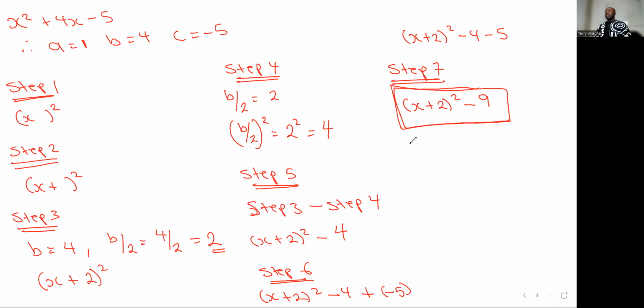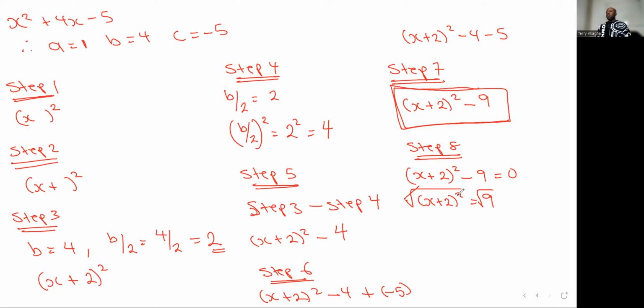So that means step 8 now, we then have to what? Equate to 0. So it's going to be x plus 2 all squared minus 9 is equal to 0. Take 9 to the other side. It will be x plus 2 squared is equal to what? 9. Square root both sides to get this square out. So we're going to have square root of this and square root of that.